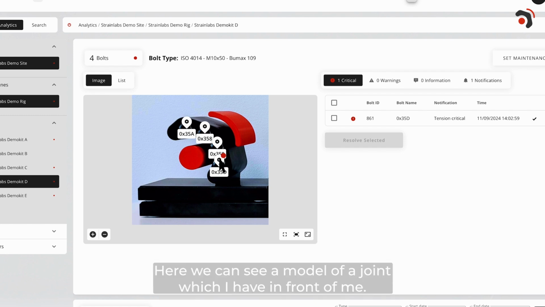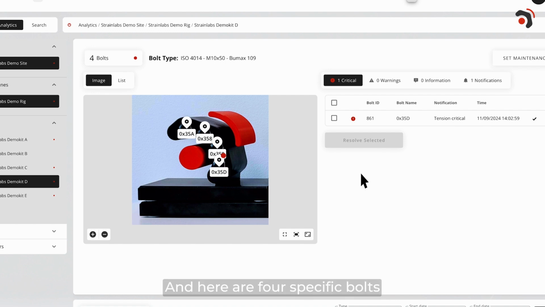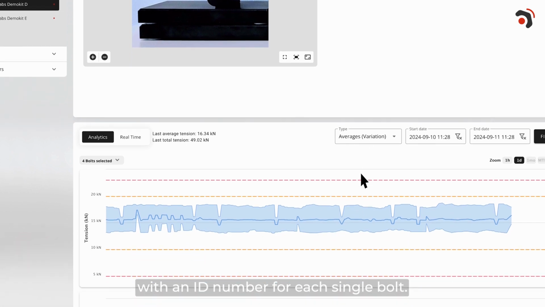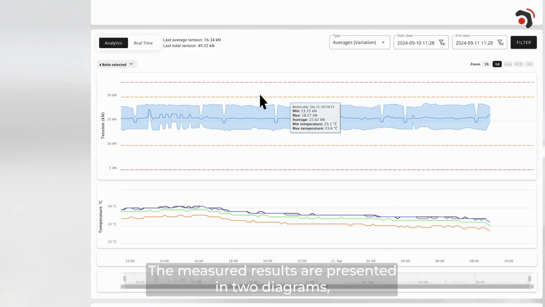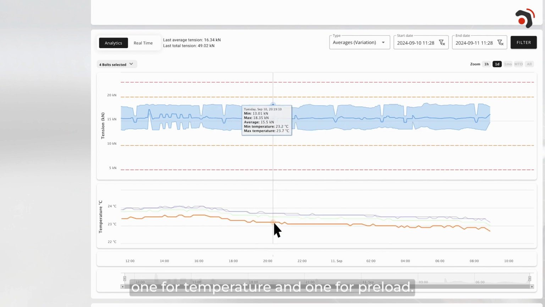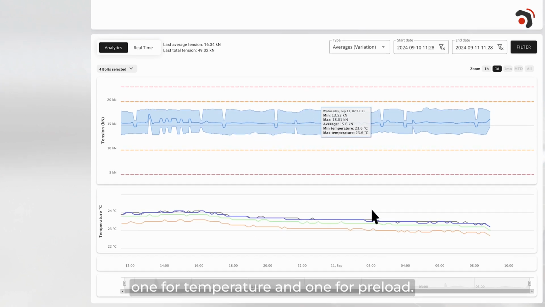Here we can see a model of a joint which I have in front of me, and here are 4 specific bolts with an ID number for each single bolt. The measured results are presented in 2 diagrams, one for temperature and one for preload.